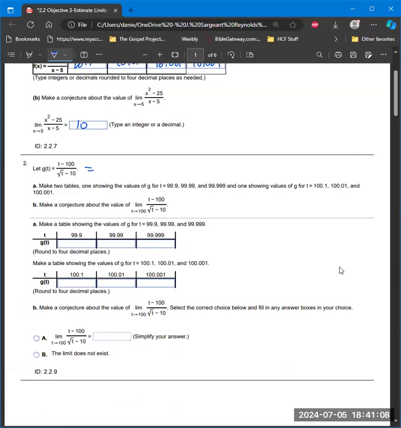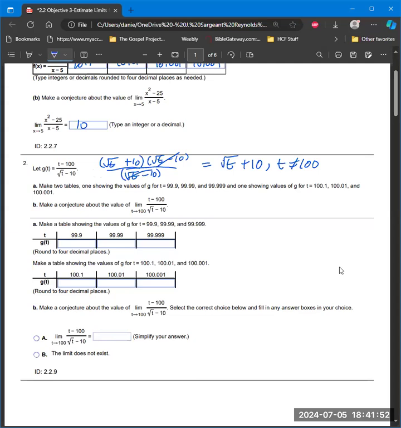Okay, this is going to be some funky factoring for you, but this is square root of t plus 10 times the square root of t minus 10 over the square root of t minus 10. So this is the limit as t approaches 100, is what we're probably looking at. This is going to be root t plus 10 as long as t is not 100. So we're getting closer and closer to that. Use your calculator to approximate these values here to 4 decimal places.